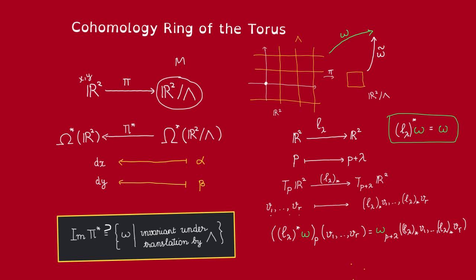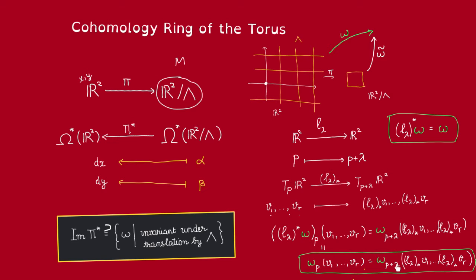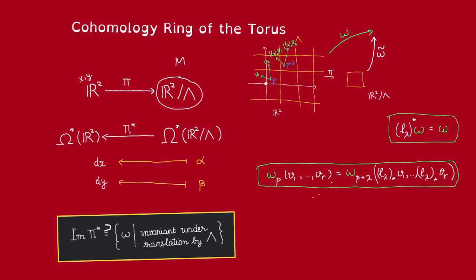Thus, in particular, if omega is invariant under translation by lattice element, then we see that this left-hand side is equal to the value of omega P at VI. Thus, we have the following equality for all points P in R2, all lambda in the lattice, and all tangent vectors VI in the tangent space to R2 at P. Now, let's have a look at the picture and see what this is saying.